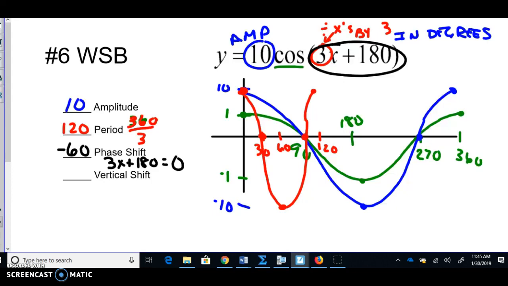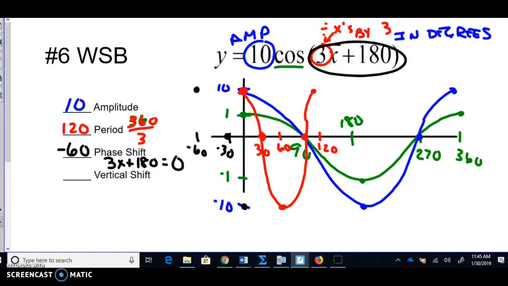So this high point, the start, move it to the left 60. That will come back here to negative 60. Where it first crosses the x-axis, move it to the left 60. It goes to negative 30. This low point that is at 60, move it to the left 60. That goes back to an x value of 0.